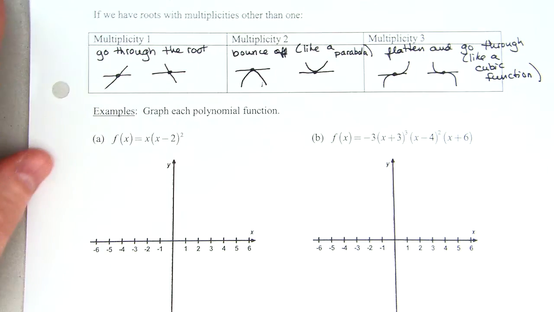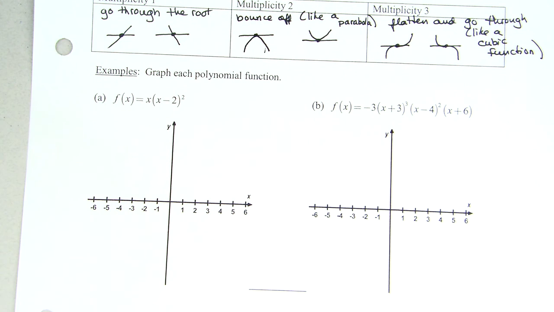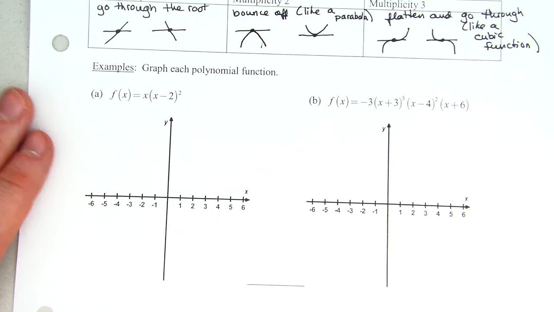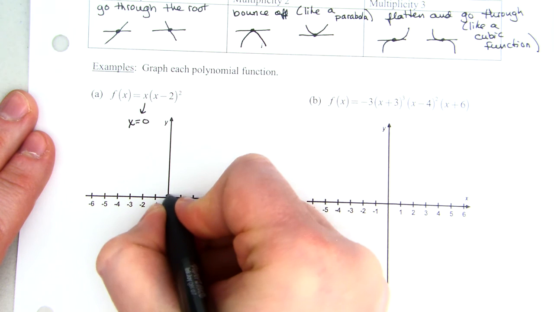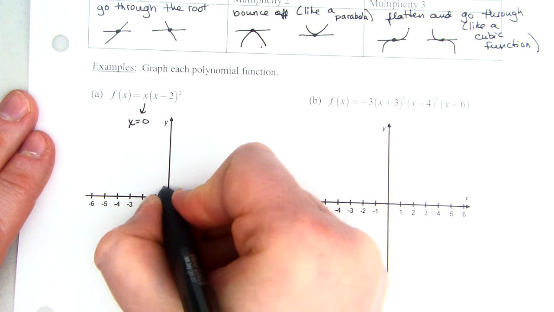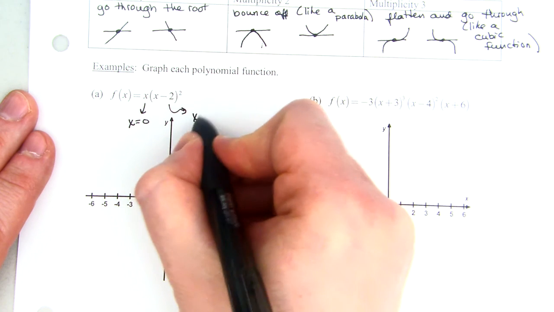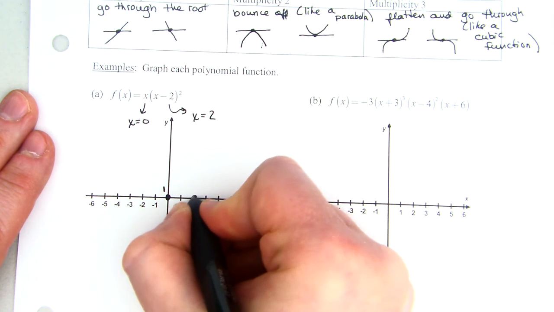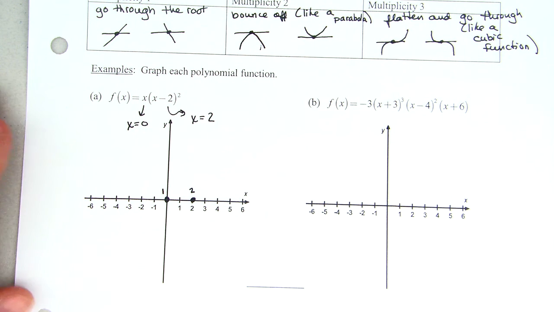We're going to do 2 in the notes, and then in a different video, you're going to do a little bit of practice, and I'll show you my work and all that good stuff. Letter A, I want to graph this polynomial function. I'm going to find my roots and note their multiplicities. The x out front gives me x equals 0, and I'm going to put a little 1 by it because my multiplicity is 1. X minus 2 gives me x equals 2, and I'm going to put a little 2 by it so I remember I need to do my multiplicity of 2 shape.